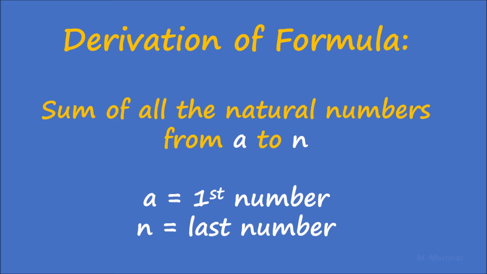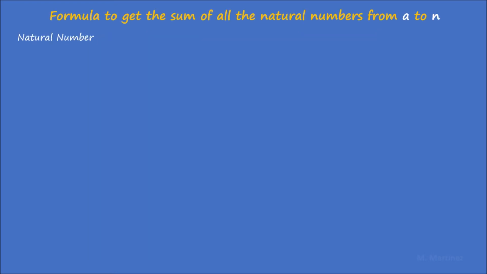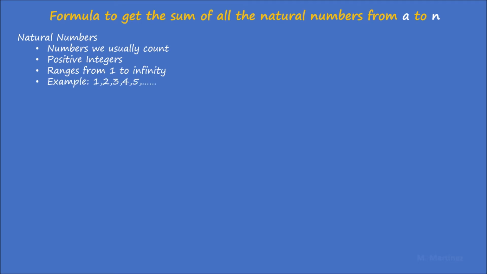Before we proceed, let's define first the natural numbers. Natural numbers are the numbers that we usually count. They are positive integers or non-negative integers, which start from 1 and end at infinity. Numbers such as 1, 2, 3, 4, 5, and so on are the natural numbers.